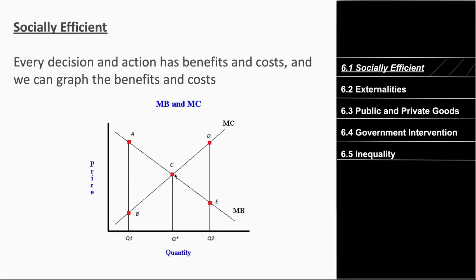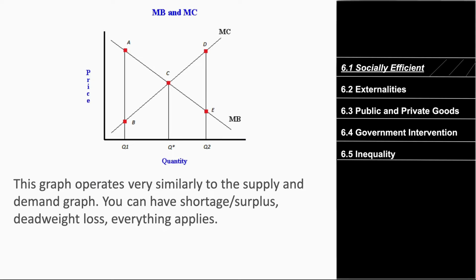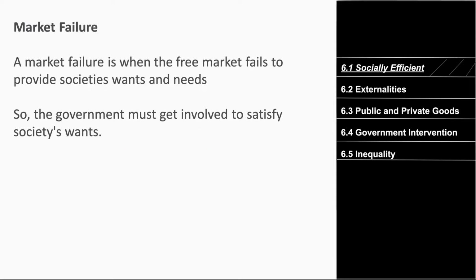Where they meet is equilibrium, quantity, price. Pretty similar. You should be pretty well known on this. This graph operates pretty similar. If the price is ever above, we have a surplus; price below, shortage; deadweight loss. Everything applies that you know of supply and demand.